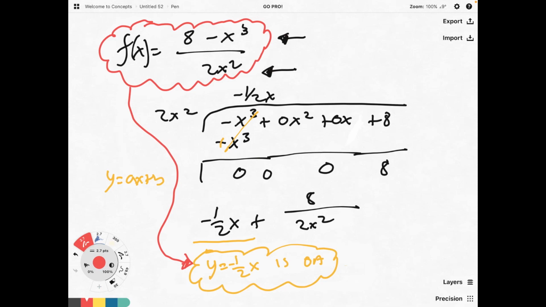Now you can identify if a function has an oblique asymptote and how to solve for those oblique asymptotes. You can either use long division or you can use synthetic division, and you will come up with the exact same answer.